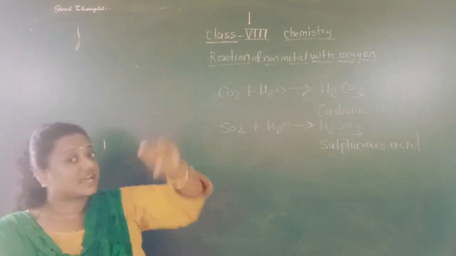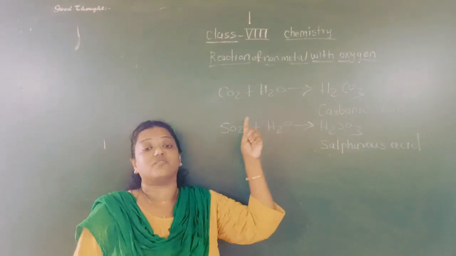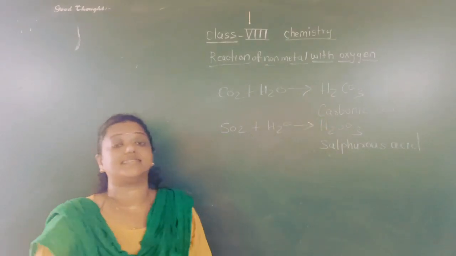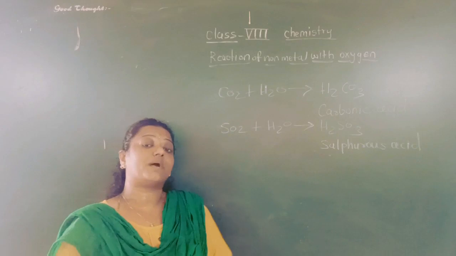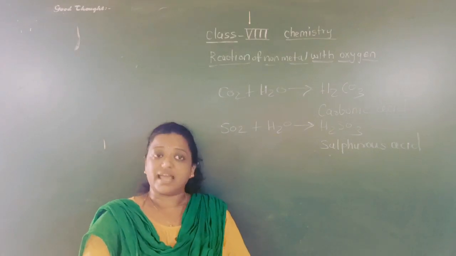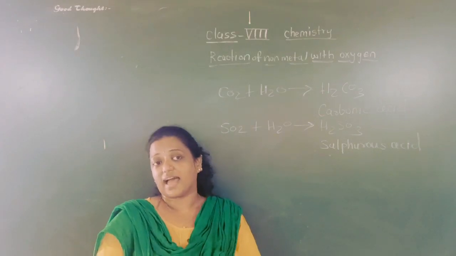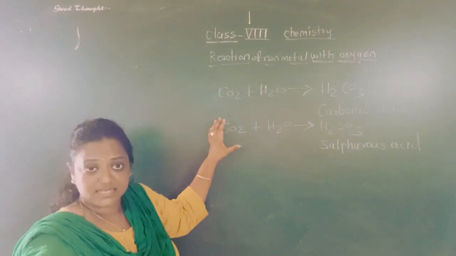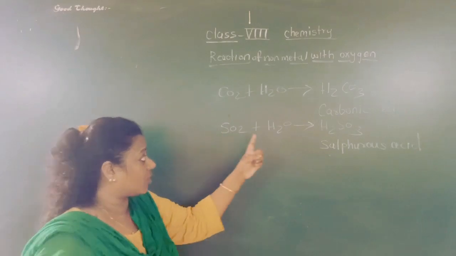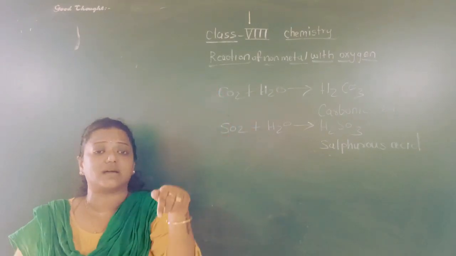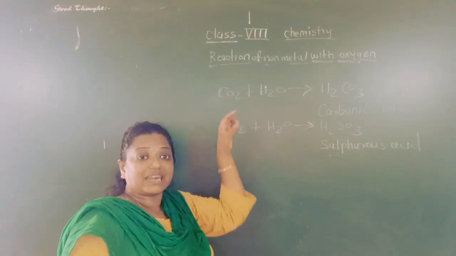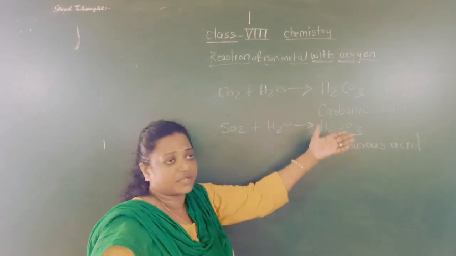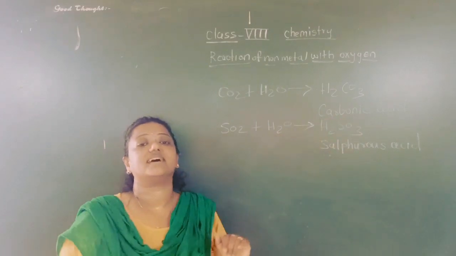Non-metallic oxides, when they come in contact with water, form acids, and this is what causes acid rain. You might have learned the acid rain concept before, right? Why does acid rain occur? Because carbon dioxide and sulfur dioxide mix with the rainwater and form acid rain, since carbonic acid and sulfurous acid have formed.